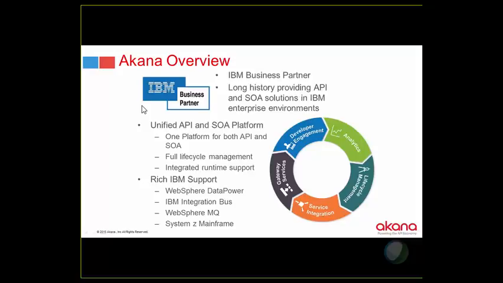Before we actually get to the meat of the matter, I do want to spend a little bit of time talking about Akana. Akana is an enterprise software company headquartered out of Los Angeles, California, with offices around the United States and around the world. We are an IBM business partner with a long history of providing API and SOA solutions in IBM enterprise environments. So we're very good at understanding what your needs are and what kind of technology you need in order to realize API and SOA in your environment.